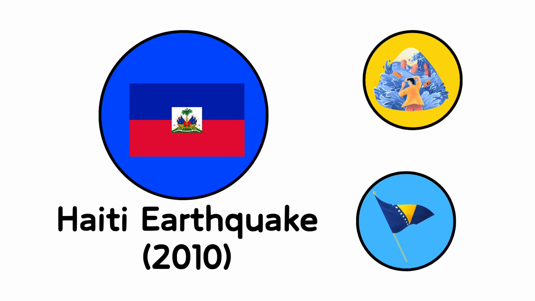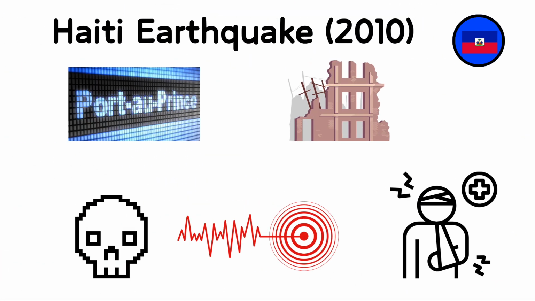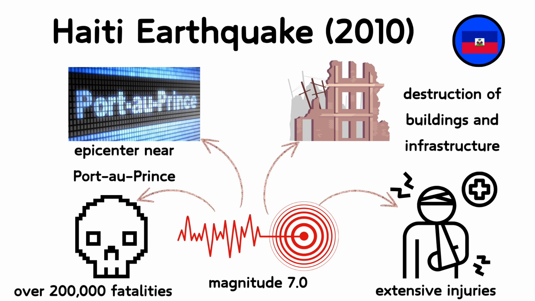Haiti Earthquake, 2010. On January 12, 2010, a massive earthquake with a magnitude of 7.0 struck Haiti, a country in the Caribbean. The earthquake's epicenter was near the capital, Port-au-Prince, causing incredible destruction. Over 200,000 people lost their lives, and many more were injured. Buildings, including homes, schools, and hospitals, were destroyed or severely damaged.